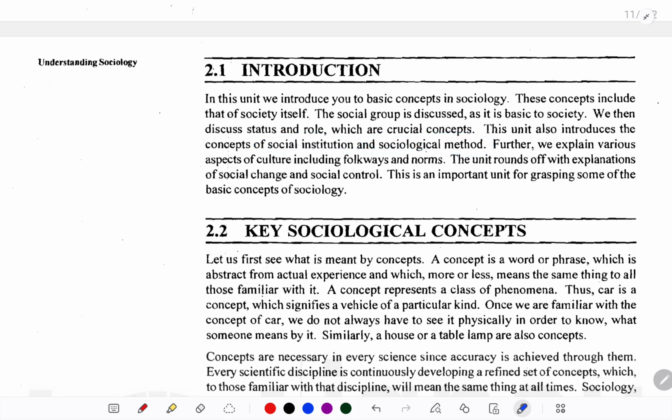Further, we explain various aspects of culture, including folkways and norms. The unit rounds off with explanations of social change and social control. This is an important unit for grasping some of the basic concepts of sociology.